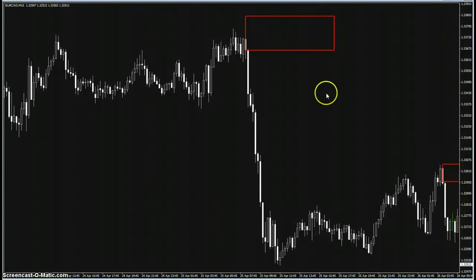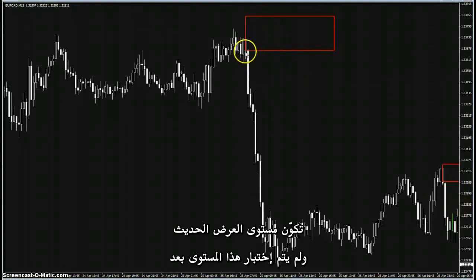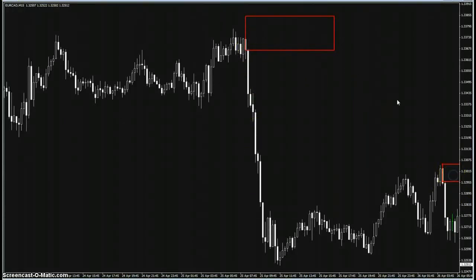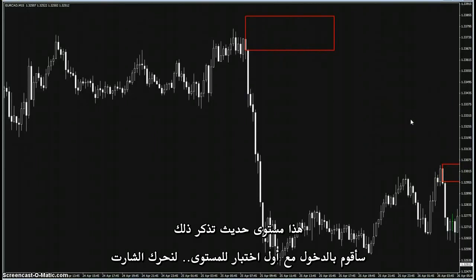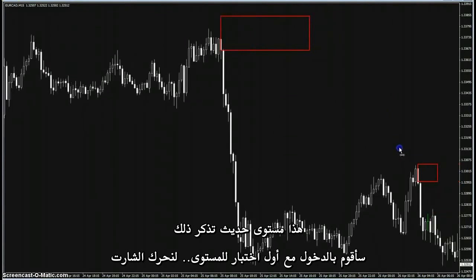So again, these are fresh supply levels because price fell down and has not yet retested this level, has not yet been back in these levels, okay? So they are fresh, and that's very important. So remember that for now. So these are fresh levels. So again, I'm getting in on the first touch. Now let's just move it here.